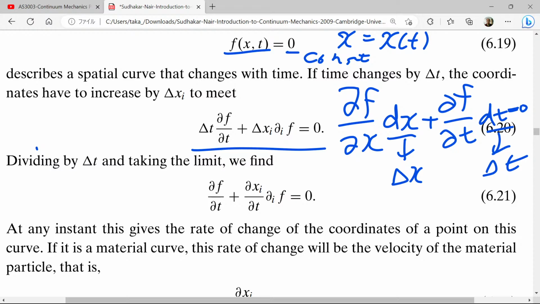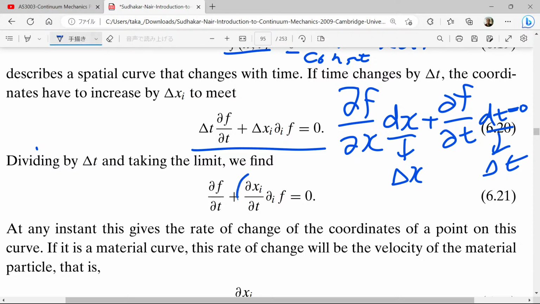So then this part becomes a partial derivative, not a total derivative. How do you understand this? At any instance, this gives the rate of change of the coordinates of a point on this curve. Rate of change of the coordinates of a point.